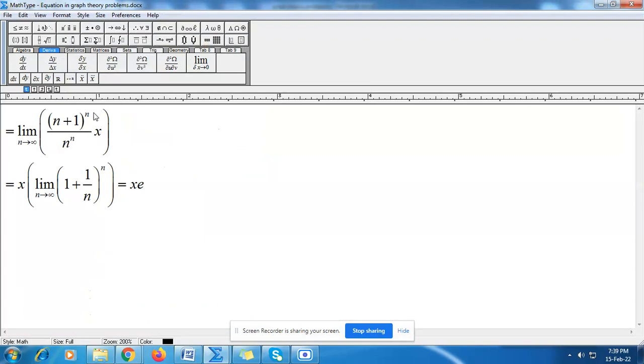So (n+1)^n / n^n can be written as ((n+1)/n)^n, which is (1 + 1/n)^n, because a^m / b^m can be written as (a/b)^m. Then what happened? As n tends to infinity, (1 + 1/n)^n is e.